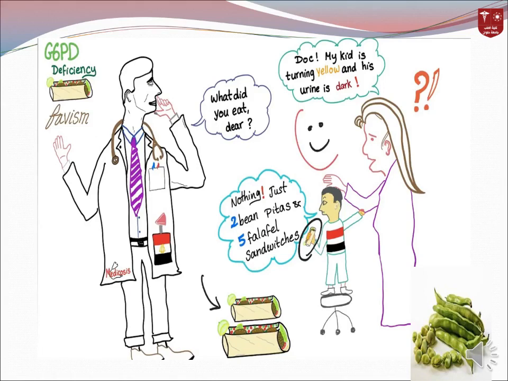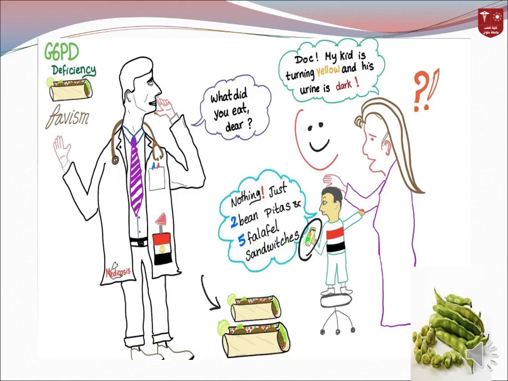Okay, so this slide here presents a comic. It's a comic slide, but it really presents how a child with G6PD can present to the doctor. Here the mother came with her child and she told the doctor that her kid is yellow, his complexion is pale and his urine is dark. This is the complaint. So the doctor is asking, what did you eat, dear? So he told him that he ate 2 bean sandwiches and 5 falafel sandwiches.